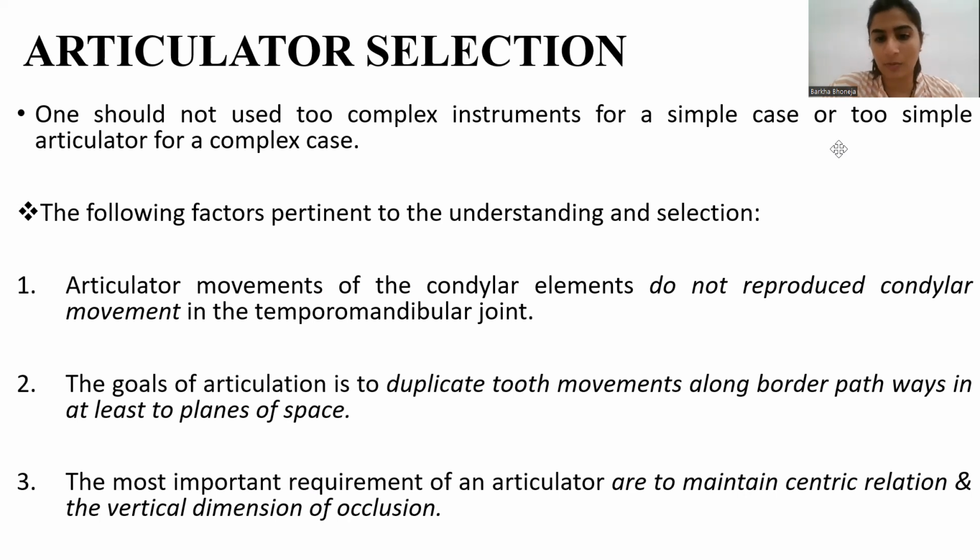The most important requirements of an articulator are to maintain centric relation, vertical dimension and occlusion. So this is the basic requirement. This is the first thing that you learn as a second year or final year of BDS. The first thing we teach you is how to take a centric relation. But from the mouth to shift it to the articulator, your articulator should be so rigid at certain points that it can maintain that same centric relation and vertical dimension of occlusion. Okay?